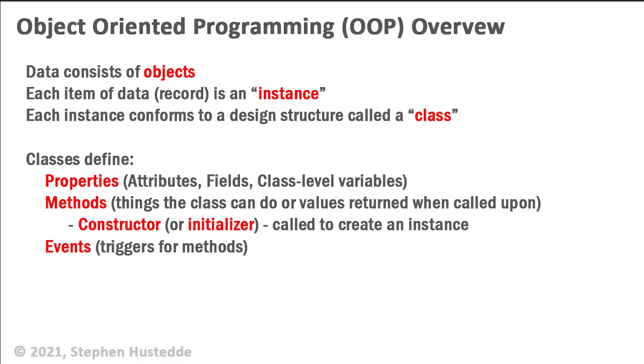In terms of data objects, though, one method you'll encounter is a constructor, which is used to create instances of that class. In Python, we refer to it as initializers. And then we might also have events. Those are triggers for those different methods, primarily in a GUI or graphical user interface environment.